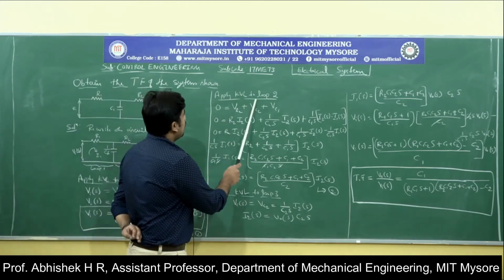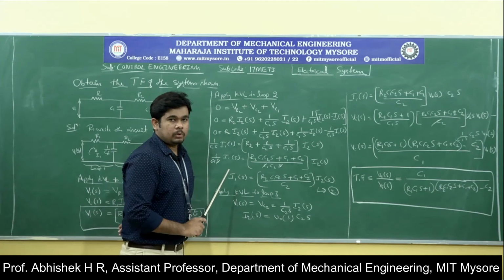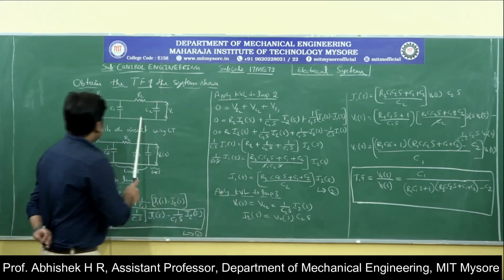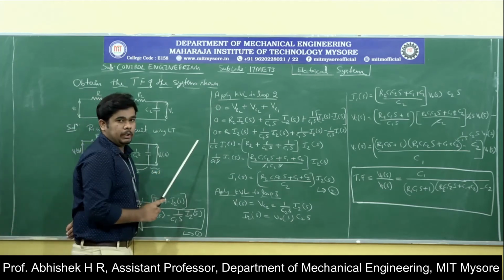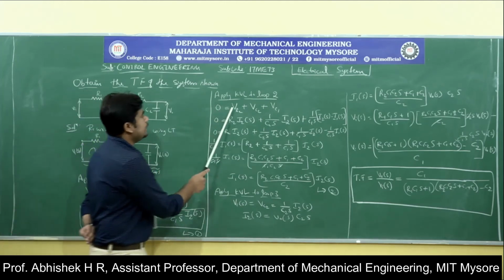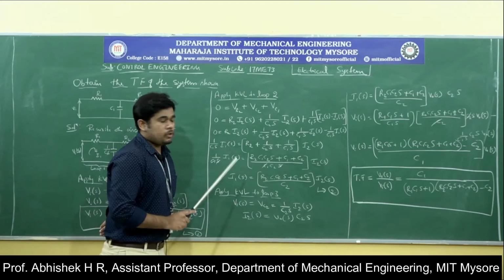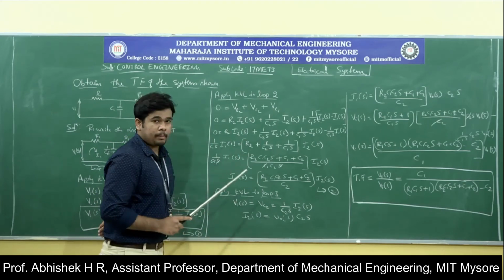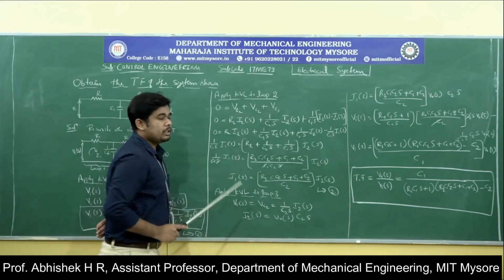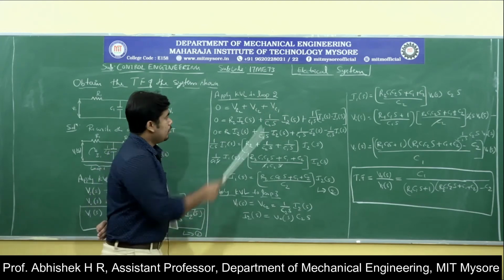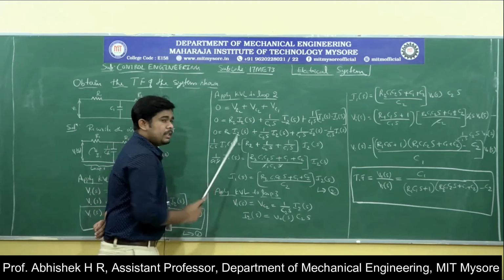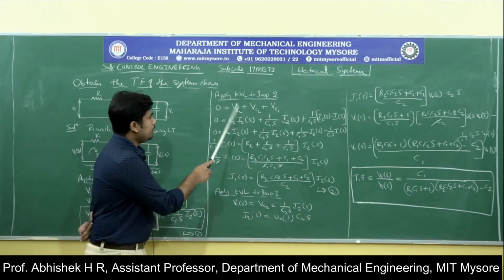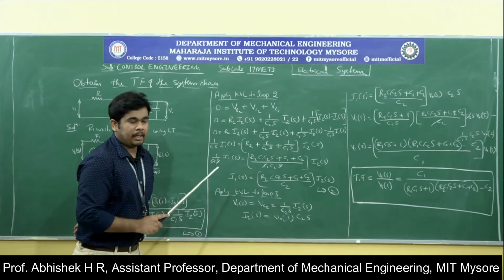See here, now I am applying Kirchhoff's voltage law to loop 2. Since I do not have a voltage source in loop 2, I will consider it as 0, and the rest of the elements, that is the voltage across resistance 2, the voltage across capacitance 2 and the voltage across capacitance 1, as per Kirchhoff's voltage law.